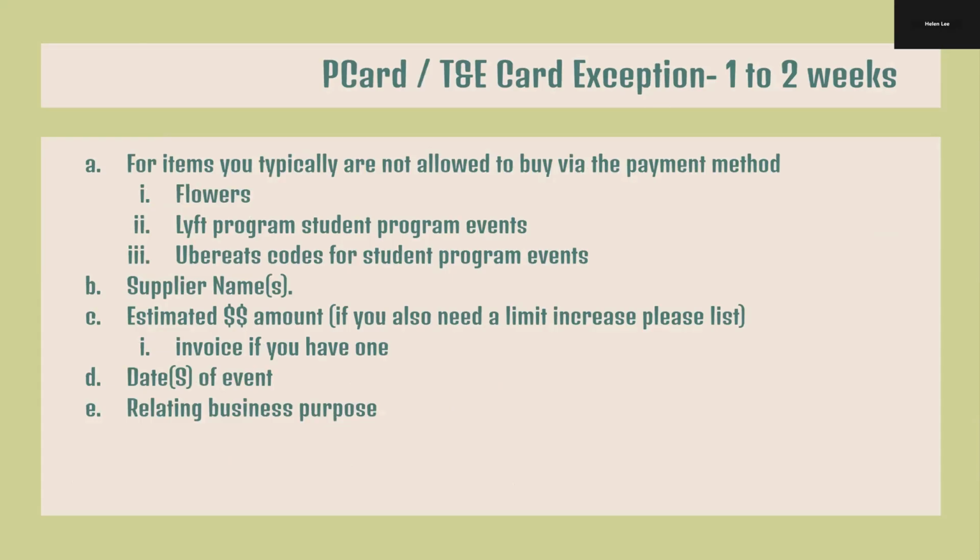The next type of request is a P card or travel and entertainment card exception. We will need about 1 to 2 weeks for this to process. So this is usually for items that you're typically not allowed to buy through the payment method requested. So if it's things like flowers, or if it's a Lyft program, or Uber Eats for student programs, things like that.